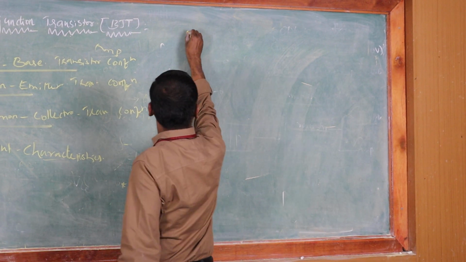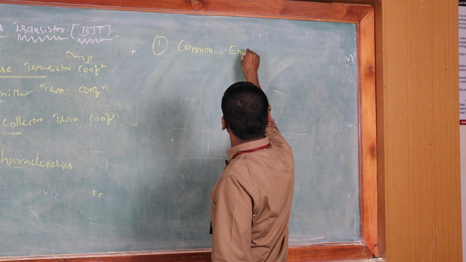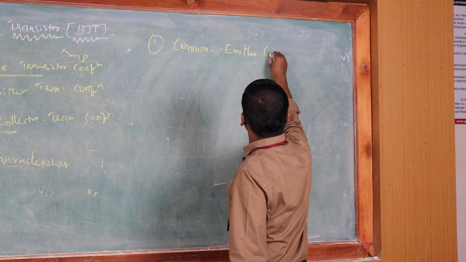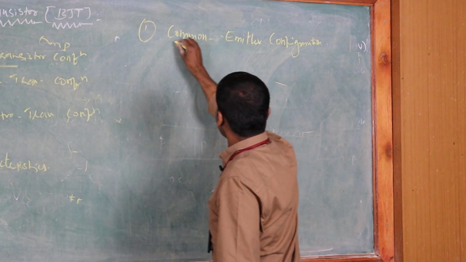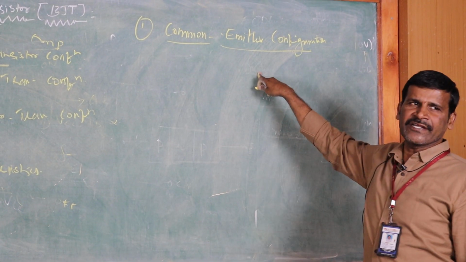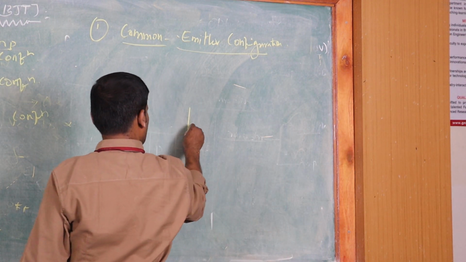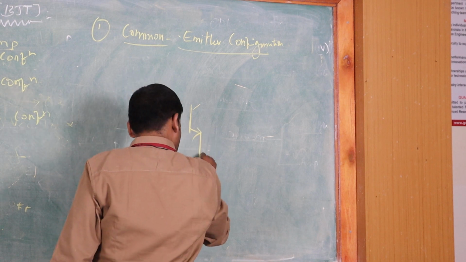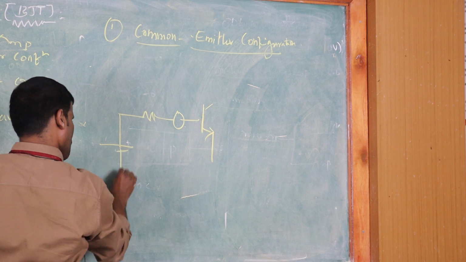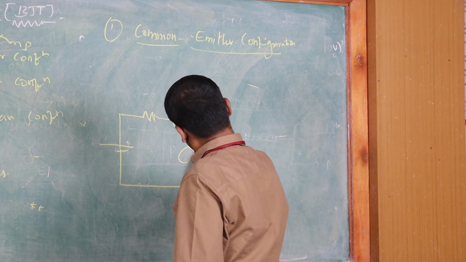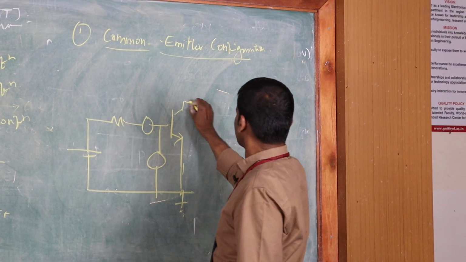For example, here the common emitter transistor configuration. Common emitter means the common emitter terminal is made grounded for input as well as output. See, the circuit diagram for the common emitter configuration is here: the emitter is made ground for input as well as output.